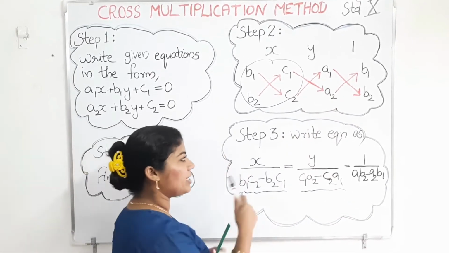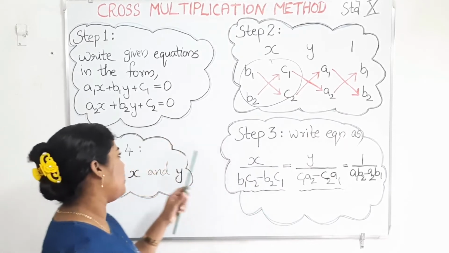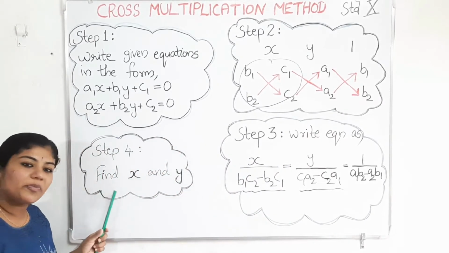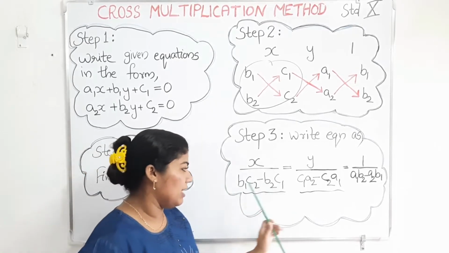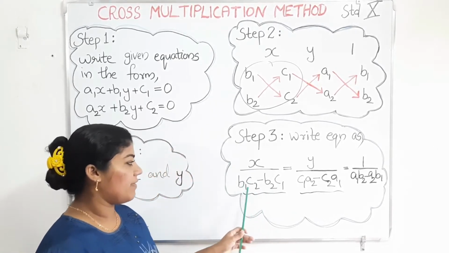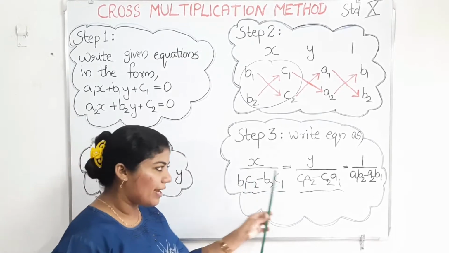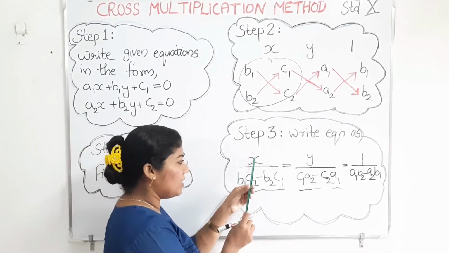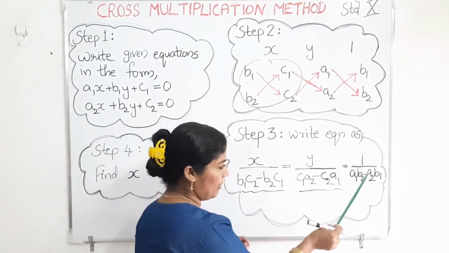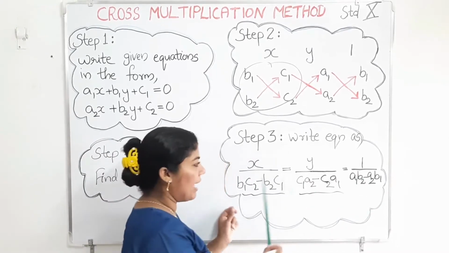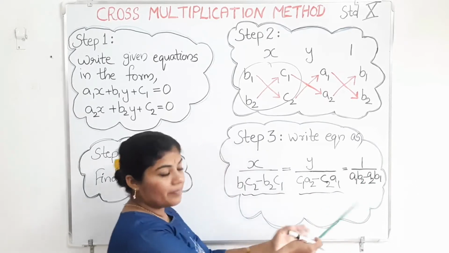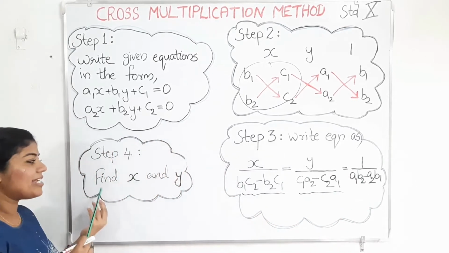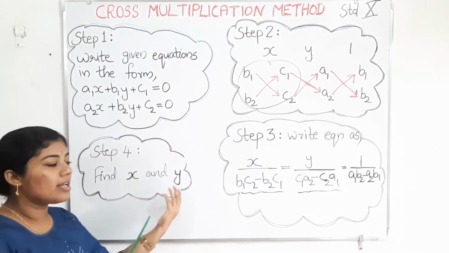So after getting step 3, you can directly move to step 4. This is the final step, because we get the values here. In the place of C1, C2, B2, C1, you will get values. So we will compare this X with 1 by A1, B2 minus A2, B1, and Y with 1 divided by A1, B2 minus A2, B1. After comparing, you will get what is X and what is Y.